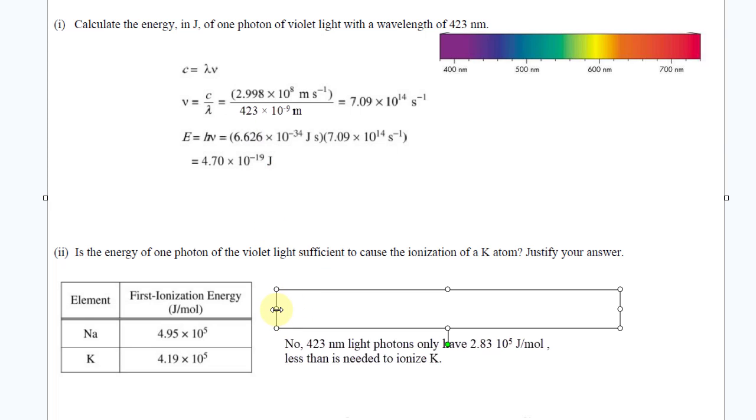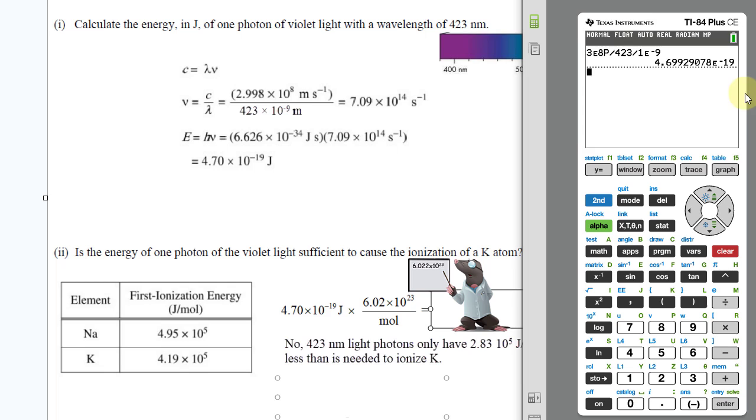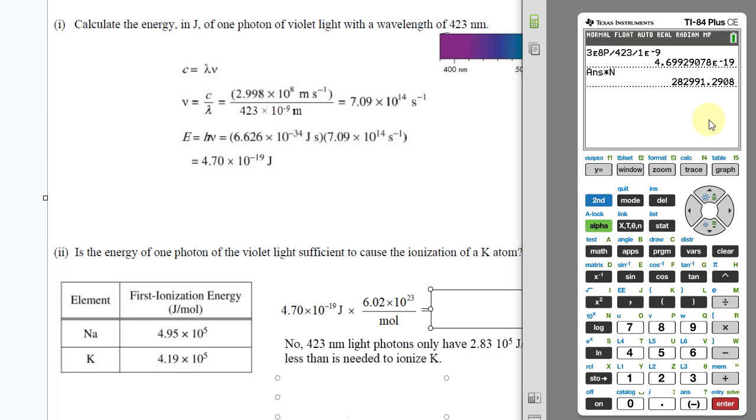So let's take our answer that we had, the energy of this violet light, 423 nanometers, 4.7 times 10 to the negative 19, just 1, and multiply it times the Avogadro number. That's going to be easy to do. So, calculator, I have my last answer. I'm going to multiply that last answer times, guess what? Alpha N, the Avogadro number. Don't have to type it in. It's a big number, 28,000.